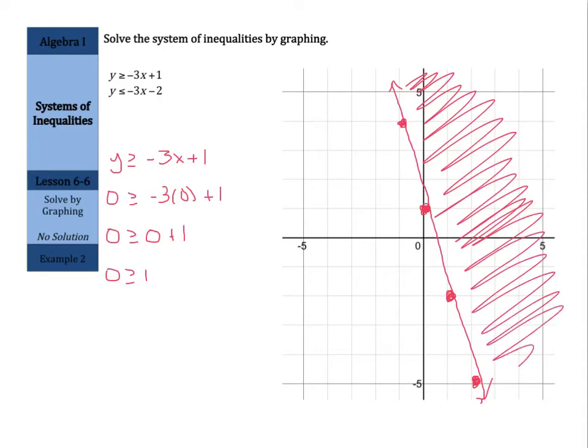Now our second inequality, we have a y-intercept of negative 2, and our slope again is negative 3. So we're going to drop down 3 and go to the right 1. We're also going to go up 3 to the left 1, up 3 to the left 1. And we once again have a solid line here.